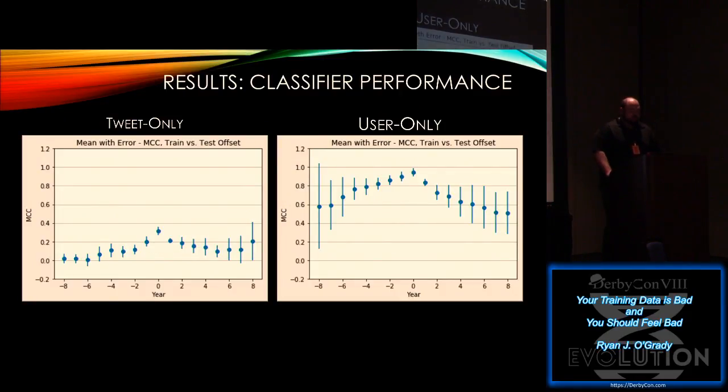Here you can see side by side the mean performance of the classifiers for the tweet-only versus the user-only feature set. You can clearly see that performance is optimal at +0 offset, and it does drop as you go positive and negative. You can also see that the user-only feature set performed significantly better than the tweet-only feature set.